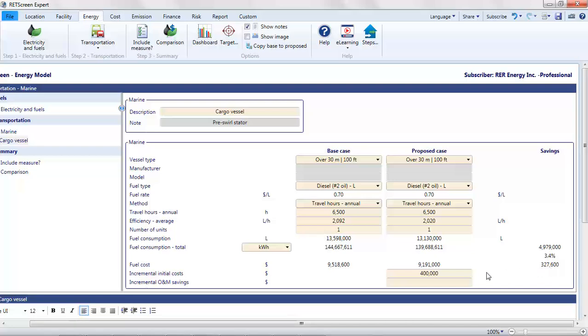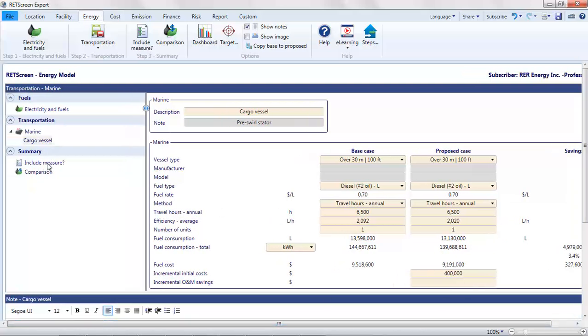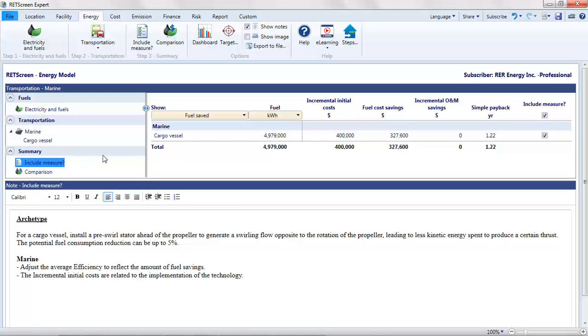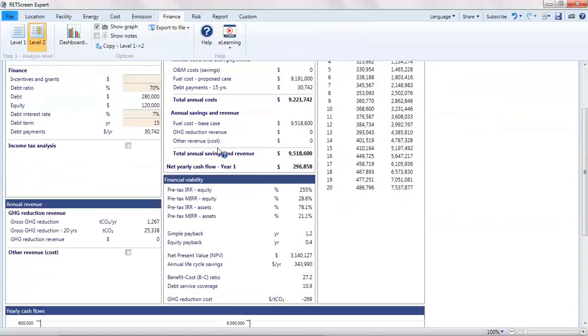The pre-swirl stator adds $400,000 to initial costs, but leads to no increase in operation and maintenance costs over the base case. The Include Measure table summarizes the benefits, savings, and costs. The fuel saved is, in units of kilowatt hours, almost 5 million annually, resulting in the annual fuel cost savings of $327,600 per year. This is nearly equal to the incremental initial costs of the stator, so the simple payback period is only slightly longer than a year.